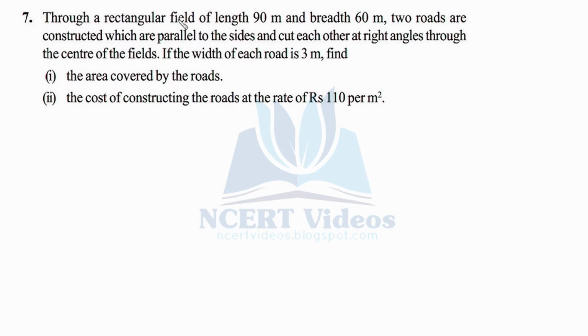Seventh, through a rectangular field of length 90 meter and breadth 60 meter, 2 roads are constructed which are parallel to the sides and cut each other at right angles through the center of the fields. If the width of each road is 3 meter, find first the area covered by the roads, second the cost of constructing the roads at the rate of rupees 110 per meter square.